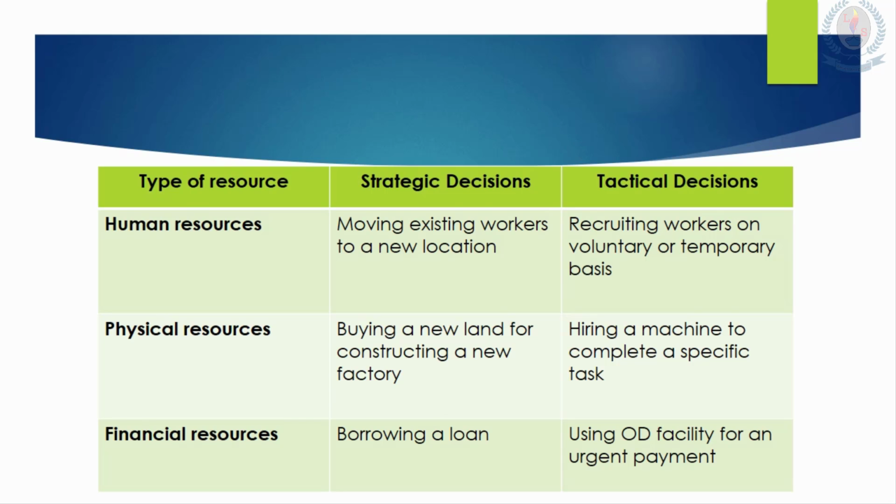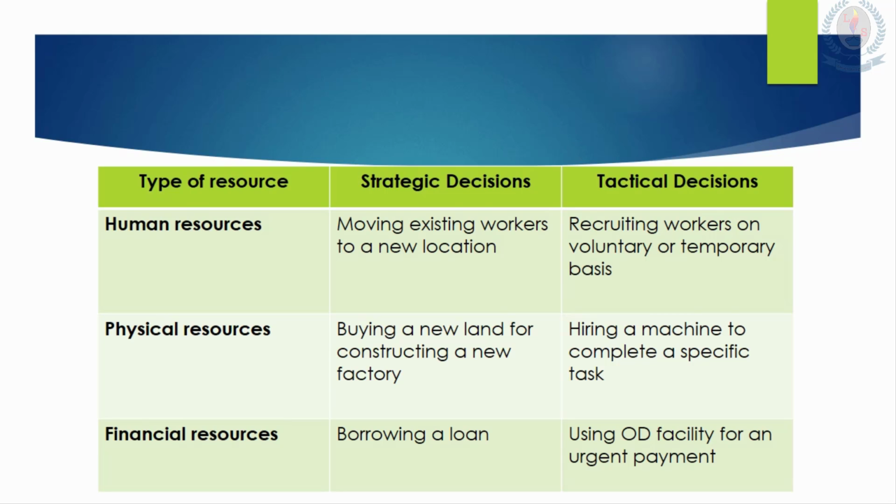Regarding physical resources, I have made another strategic decision. As an example, buying a new land for constructing a new factory. There is a company and they are going to construct a new factory, so they buy a new land. So it is based on long term. Then it is a strategic decision, and such decisions are made by the top management of the company.